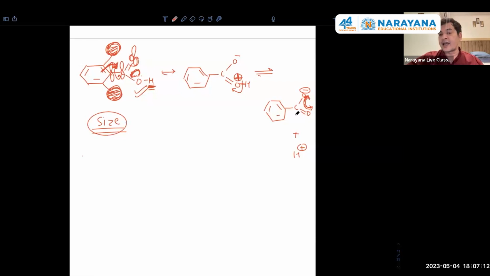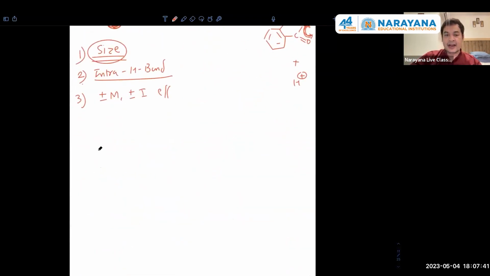After size, we check if any group can show hydrogen bonding, so that more charge dispersion may happen. In that case, we check intramolecular hydrogen bonding. And at last, we check the plus or minus M or I effect. So this is the order. First check size, then intra H bond, third check any effect happening here. Now if I write the order, first should be COOH, nitro, the major group, then Br, then Cl, then OH, hydrogen bonding, then OMe, nothing is there.